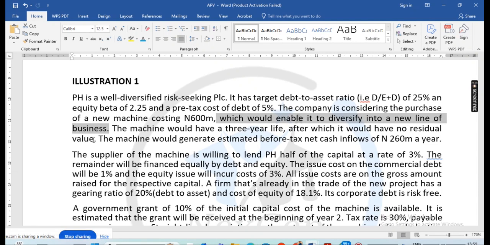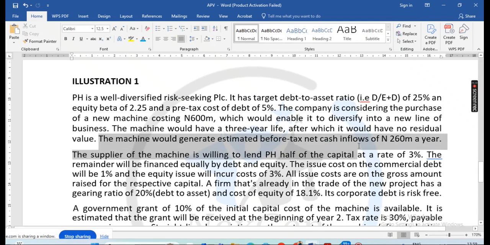The machine would generate profit before tax, net cash flow. So there is a net cash flow already on this machine. What the machine will generate is, before tax, 260 million a year. And the machine lifespan is for 3 years.